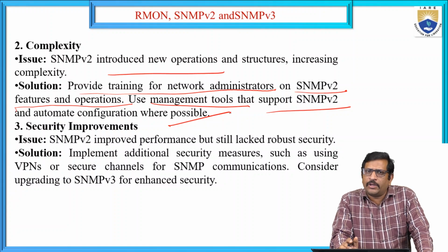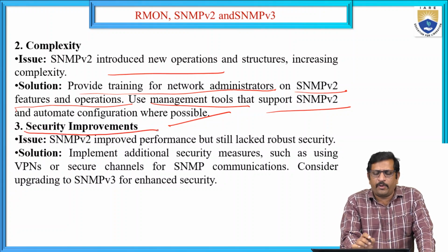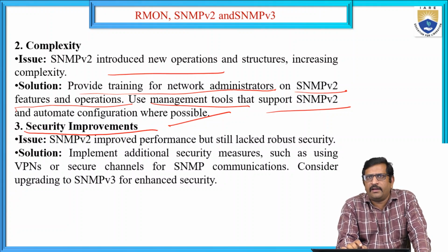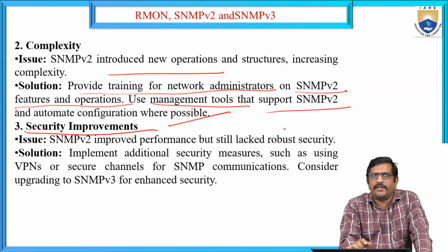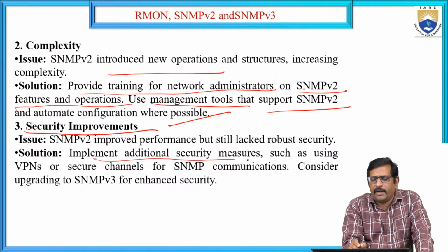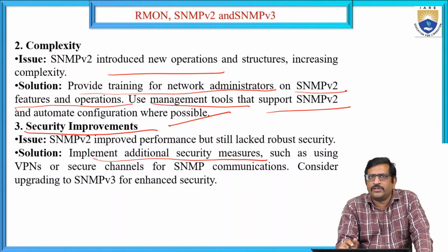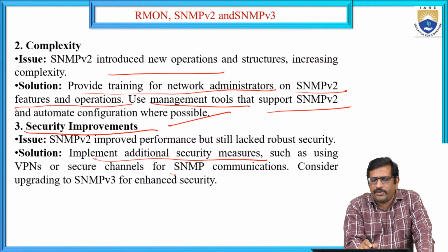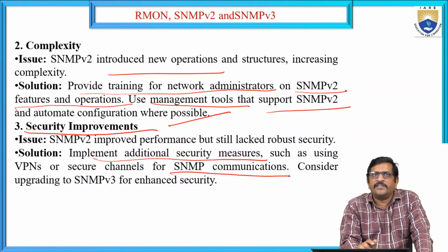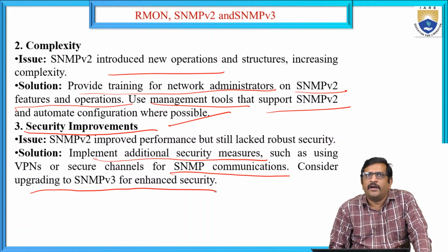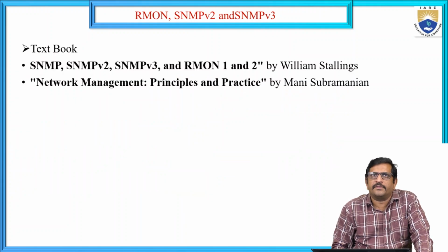Security improvement. SNMPv2 generally improves the performance but still lacks robust security. So this is an issue. For that, implement additional security measures such as VPNs or secure channels for SNMP communications. That means consider upgrading to SNMPv3 for enhancing the security mechanisms.